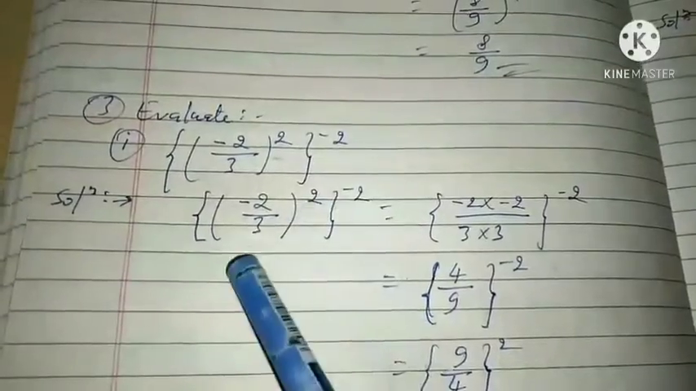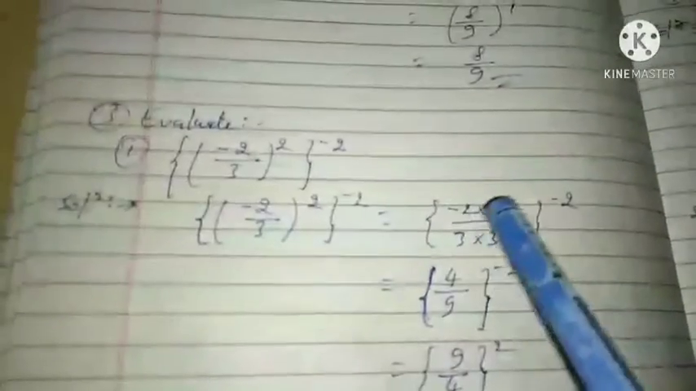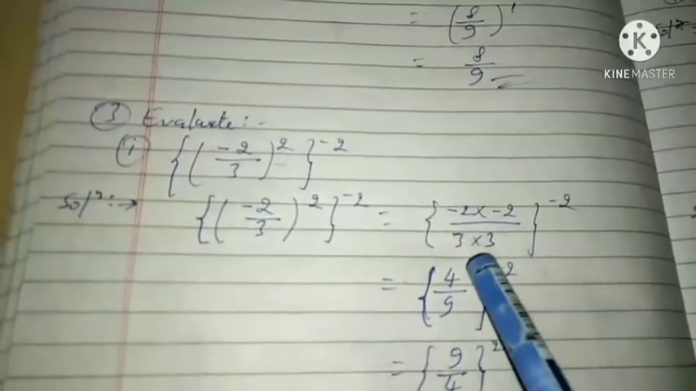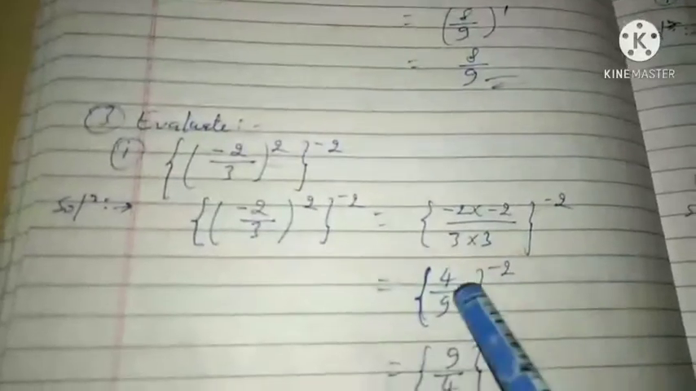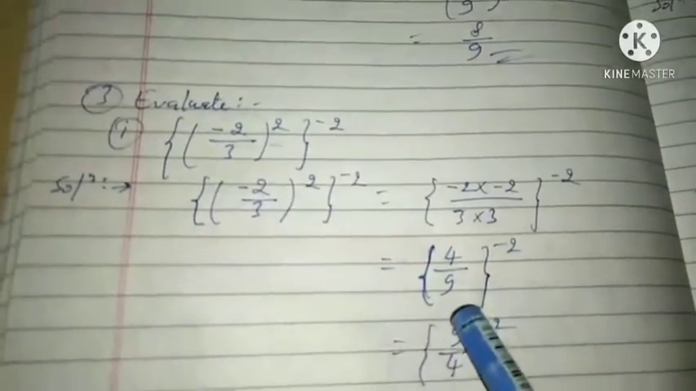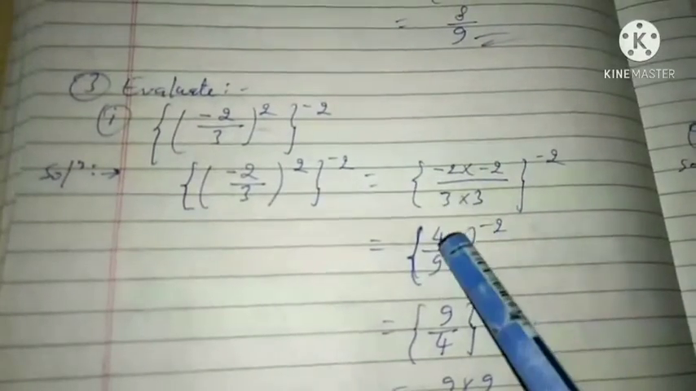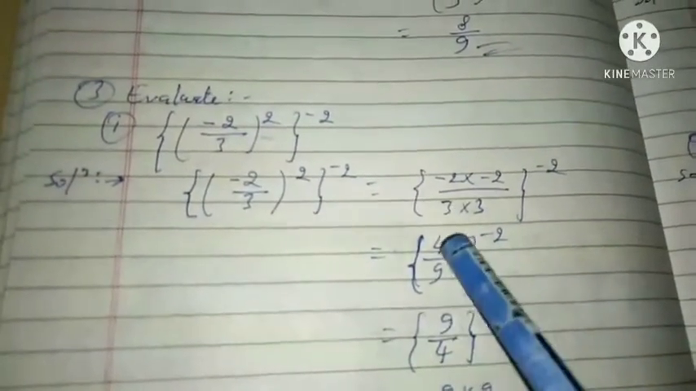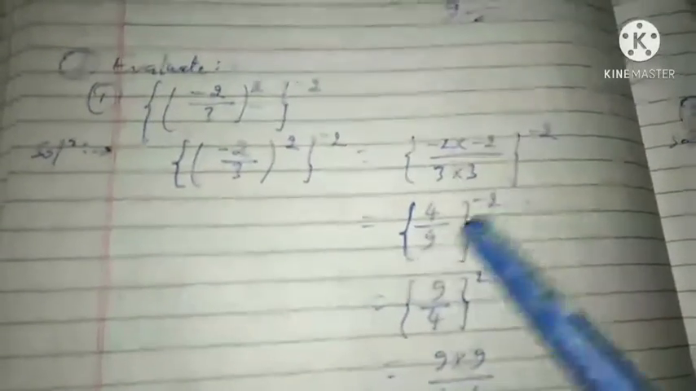First I have expanded this one, that is (-2/3)^-2 results in (-2 multiplied by -2) divided by (3 multiplied by 3), whole power -2. Now the product of these two gives 4, and 3 into 3 gives 9, so this is 4 by 9, and (4/9) to the power -2.